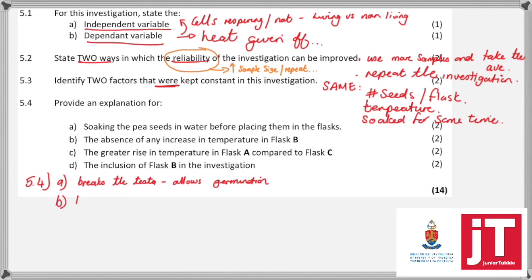Great. Question B. Why was there no increase in the temperature in flask B? Because boiled seeds will not respire because they have been cooked. They have been killed. Therefore, there will be no heat.